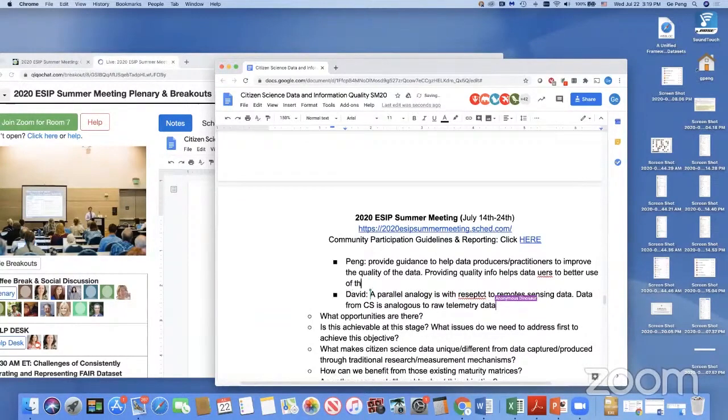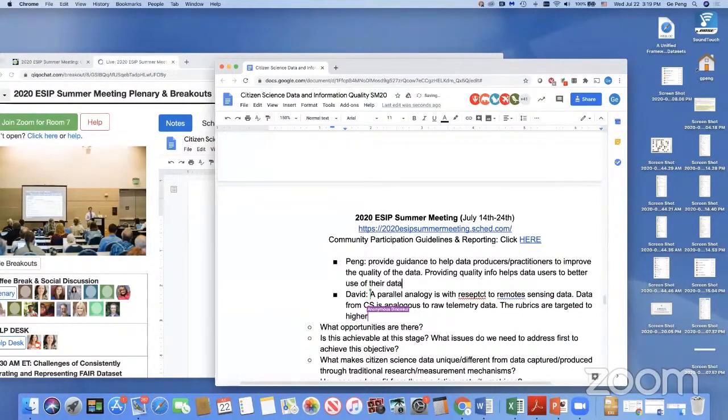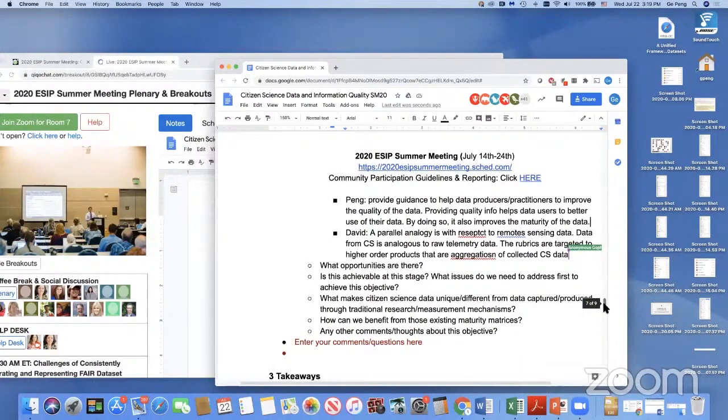And so I wonder if maybe the focus of where we take this could be targeted towards the higher order products, which you can think of as the aggregate of the collection of citizen science data. That way we're not alienating or discrediting or devaluing an individual contributor, and we're focusing our evaluation perhaps on the more refined data products. Great, love that. Thanks.